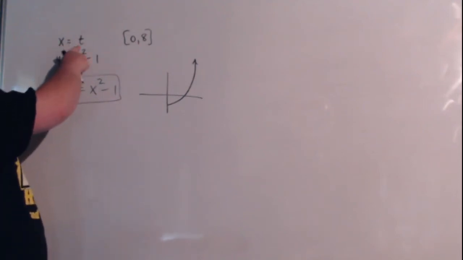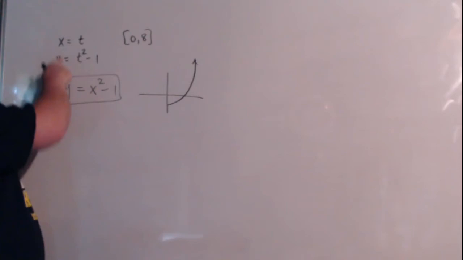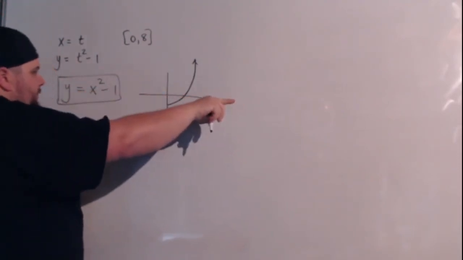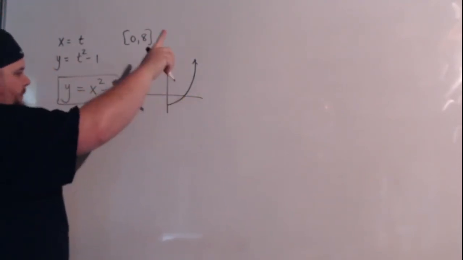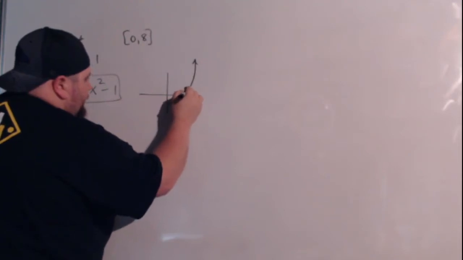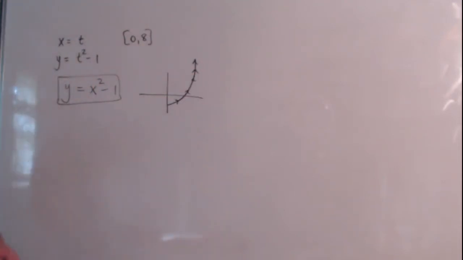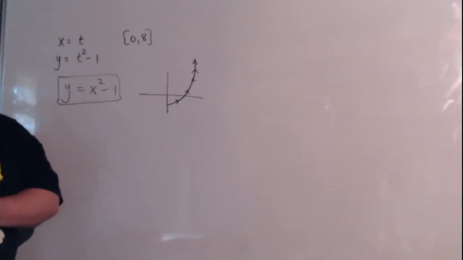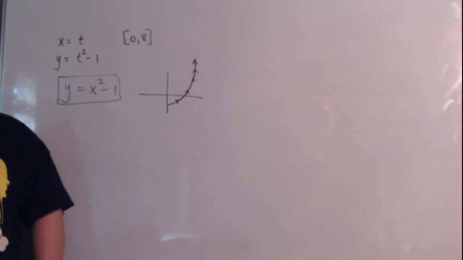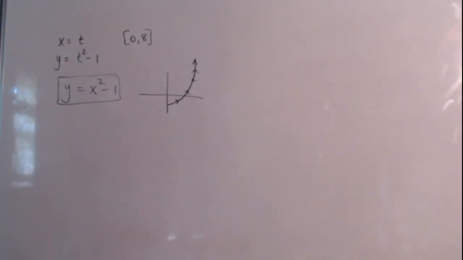So x and t are directly related. So as x goes bigger, so does time. So that is my indicated direction. So I just put little arrows there. Now that one's pretty easy. This next one's not so bad.